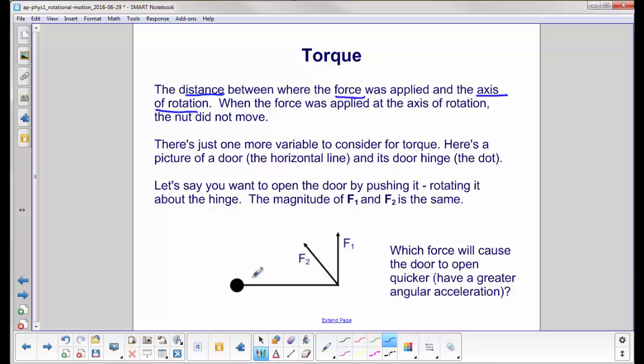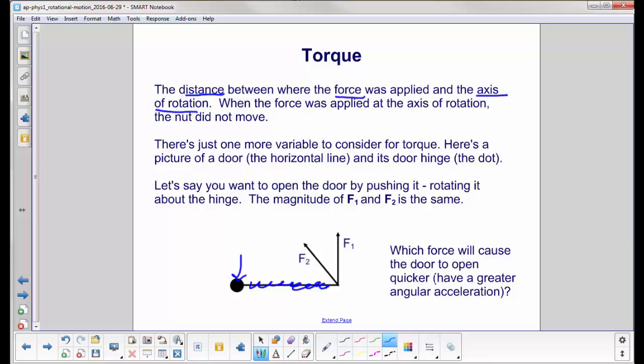Here's a picture of a door. Right here, this is the door. Here's the door hinge right there. It's very conceptual. And you want to push the door. You want to open the door. So you have two choices. You can push it perpendicular like this, or you can push it at an angle. You can be pushing it from this side or pulling it from this side.